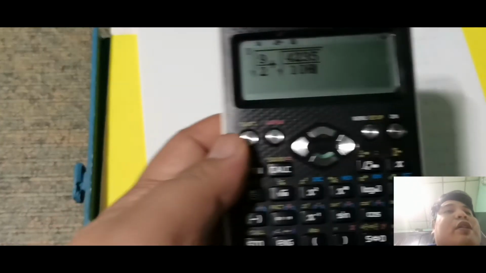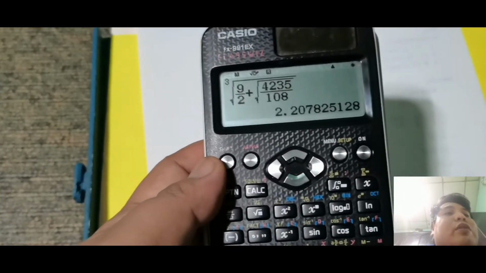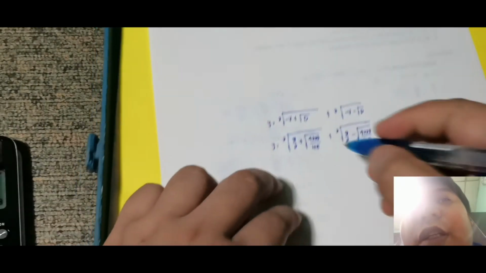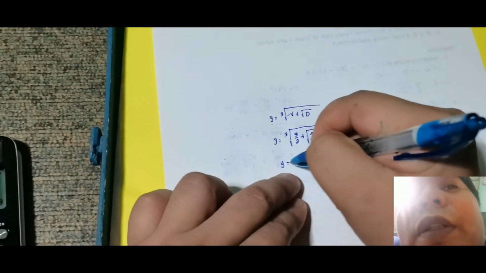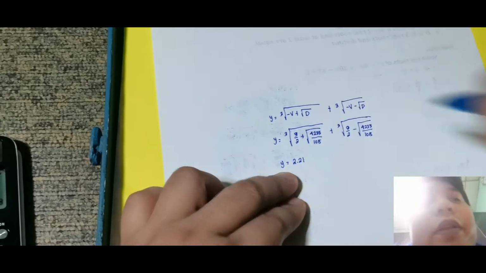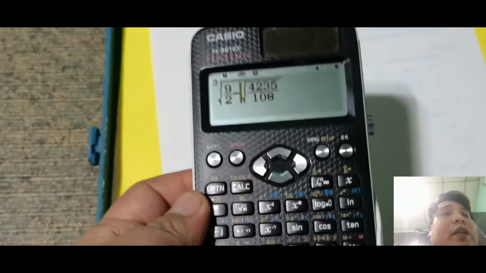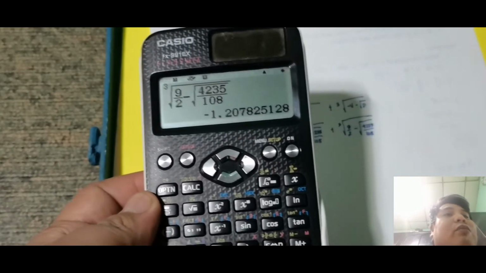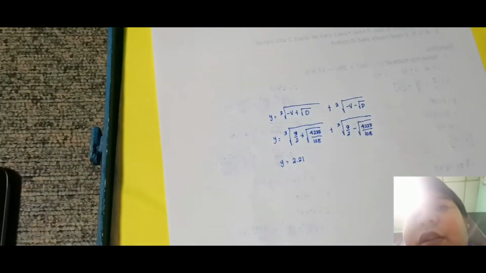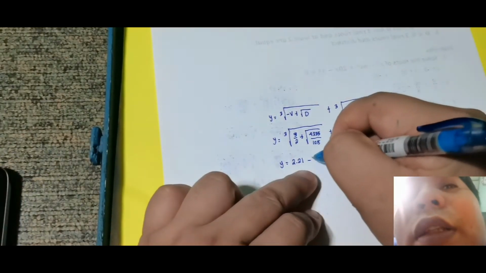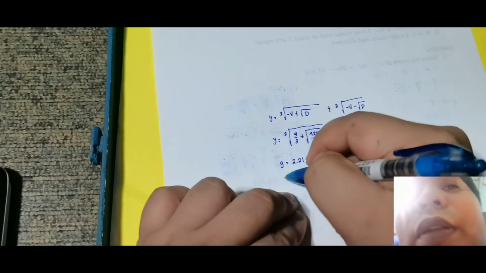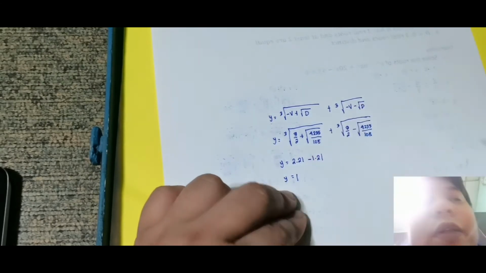So calculate ko yung isang side. That is 2.21. Okay, so y is equal to 2.21. Next, solve natin yung isang part. Siyempre, minus na lang. Kagandahan, delete mo lang din minus. Mabilis na. Okay, that is negative 1.21. So, y is equal to 1.